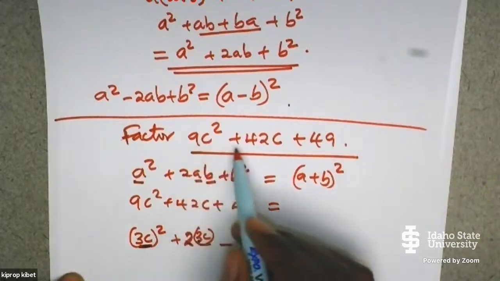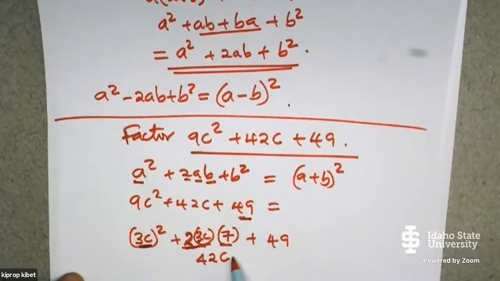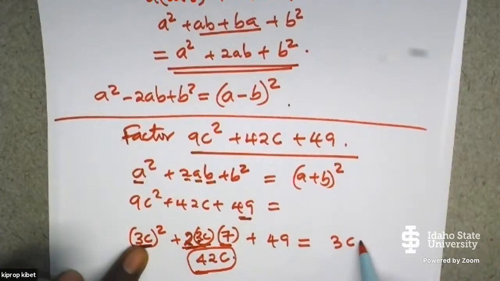We have the constant 2 there. Our a should be 3c, and our b should be the square root of 49, which is 7. Are we getting 42c? 2 times 3 is 6, and 6 times 7 is 42c. So therefore, this is equal to (3c plus 7) squared.